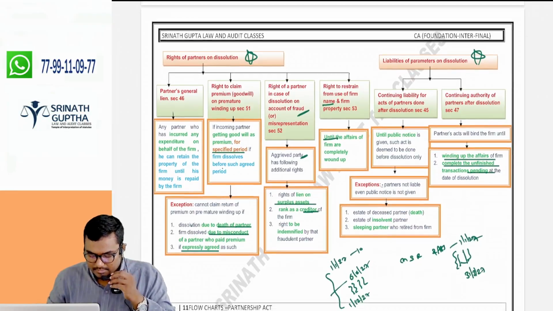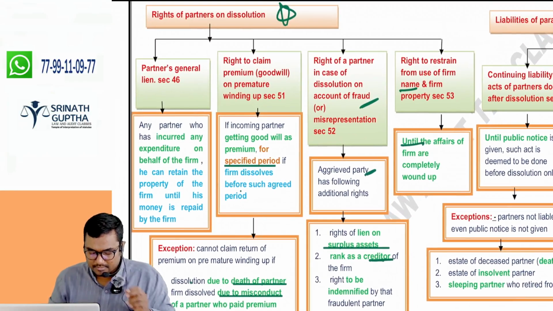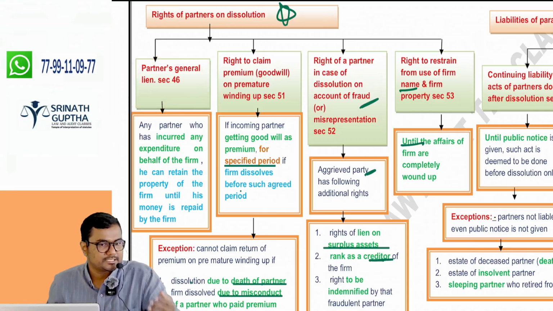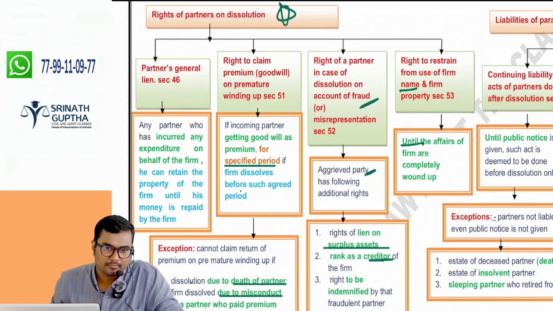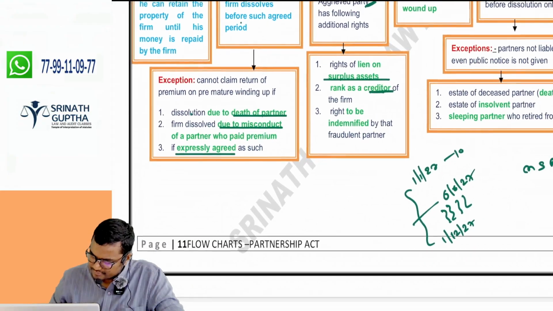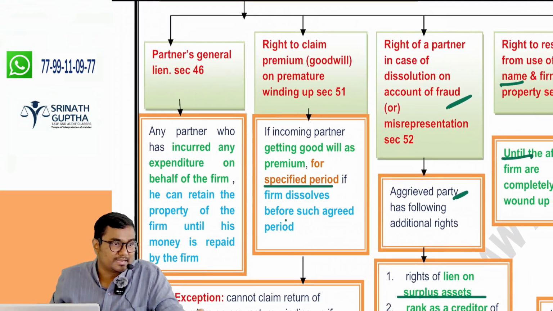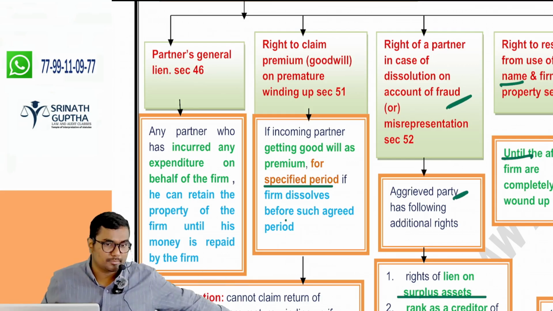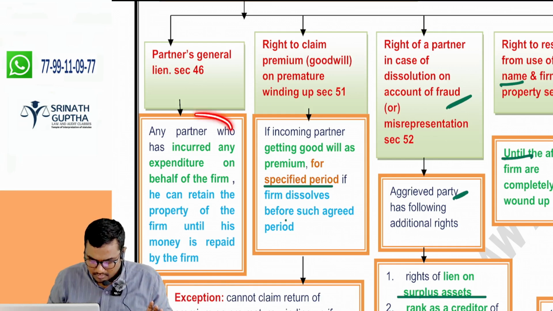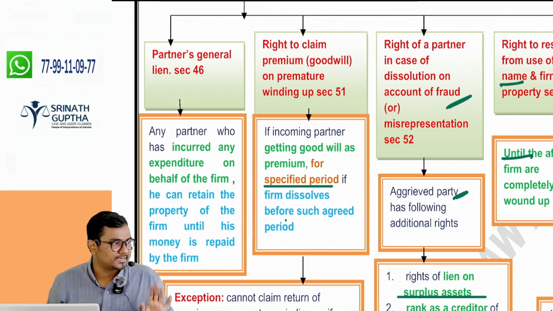Next up, rights of partners on dissolution of the firm. First one, partners generally: if a partner is spending any money on behalf of the firm. We discussed a few examples yesterday. A partner was paying the electricity bill on behalf of the firm. If the firm has not reimbursed him, then he can exercise a lien on the property of the partnership firm. So if a partner incurs any expenditure on behalf of the firm, he can retain the property of the firm until his account is settled, because he is spending out of his own pocket.